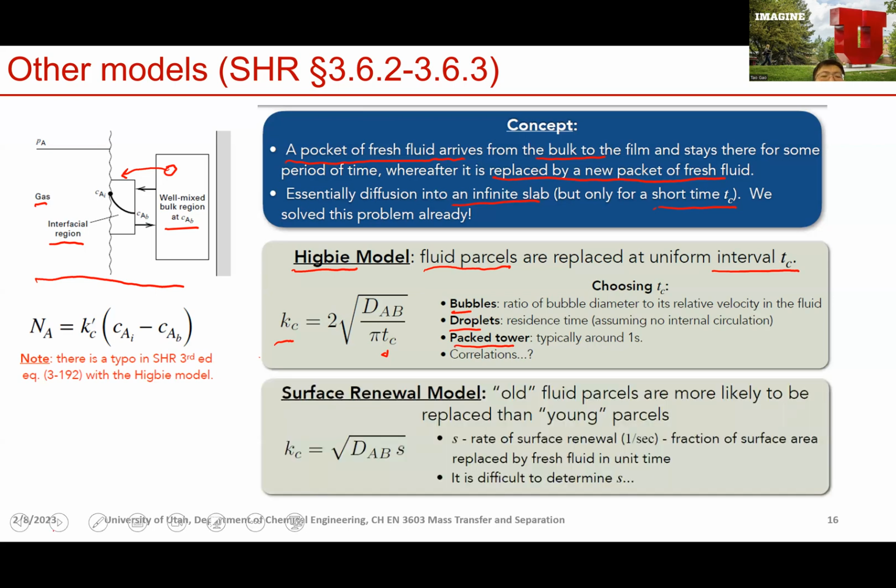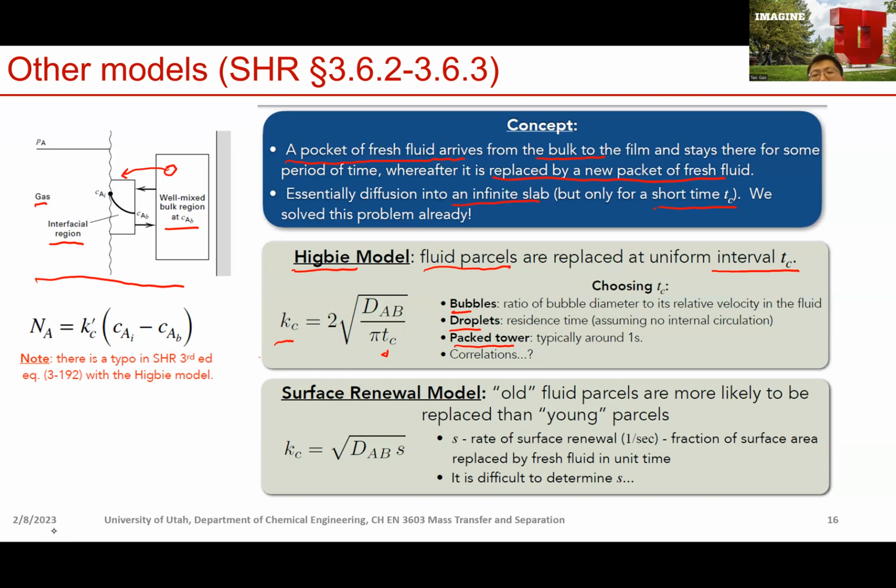Then there's another model called the surface renewal model. In the Higbie model, we have a pocket of fresh fluid moving from the bulk of your liquid to the interfacial region, and they stay there for the same interval of Tc. The surface renewal model just assumes the residence time for the fluid parcel in the interfacial region is not a constant, it's not Tc. It's a function, a distribution.